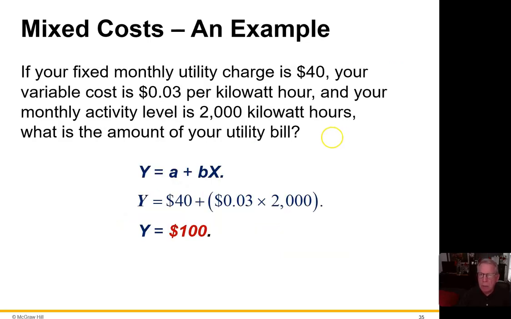So here is an example. If your monthly fixed utility charge is $40, your variable cost is 3 cents per kilowatt hour, and your monthly activity level is 2,000 kilowatt hours, what's the amount of your utility bill? So if we plug those amounts into the formula, here's our fixed costs plus the kilowatt hour charge times the number of kilowatt hours. And if we add that together, we get $100.